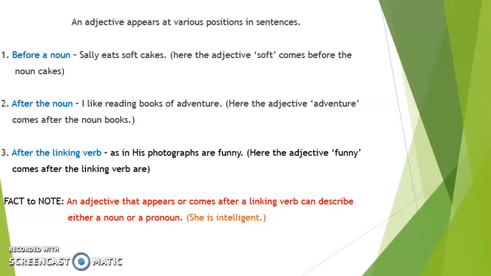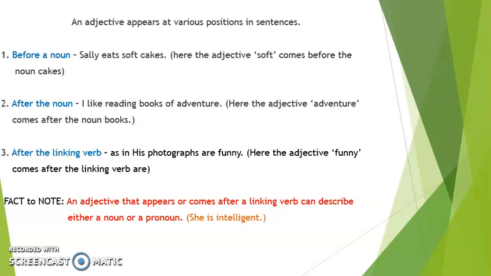For example, Sally eats soft cakes. Now, soft is a word that mentions the quality of the cake. What kind of cakes does Sally eat? Sally eats soft cakes. So soft comes before the noun cake. So that is one place where you can place an adjective.